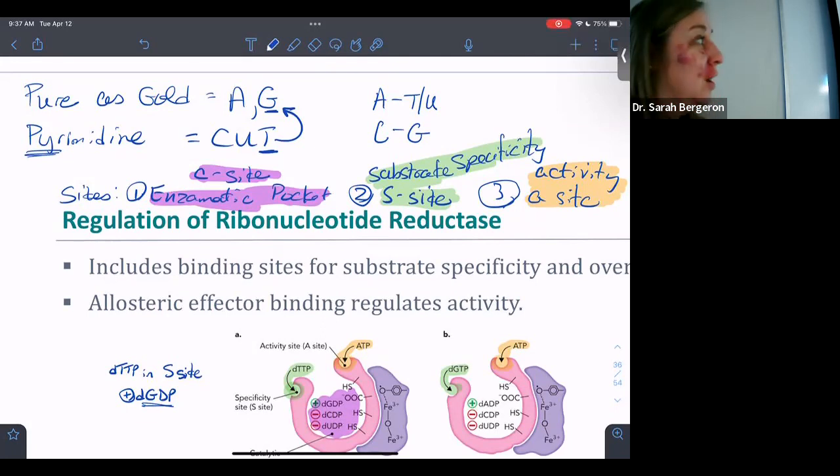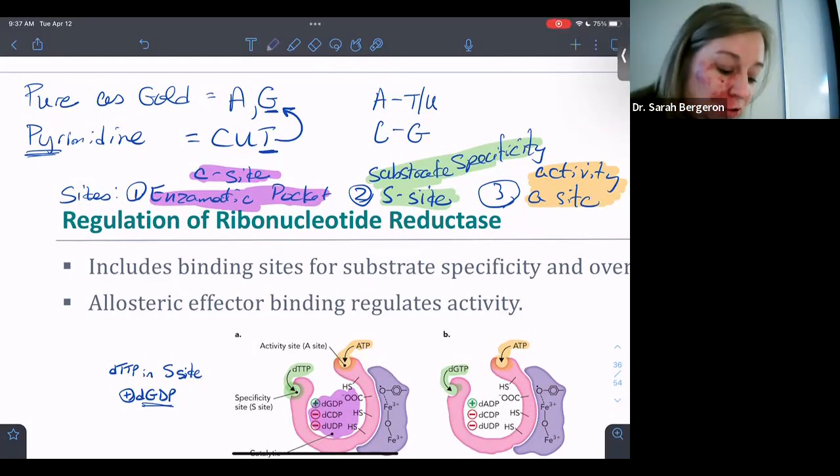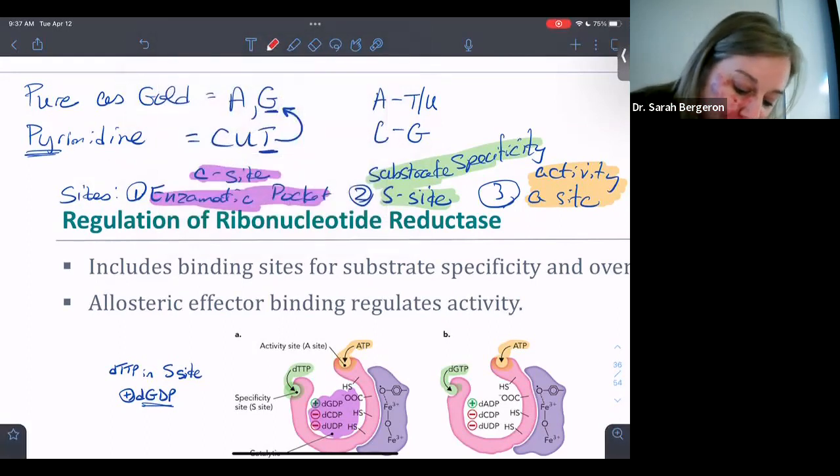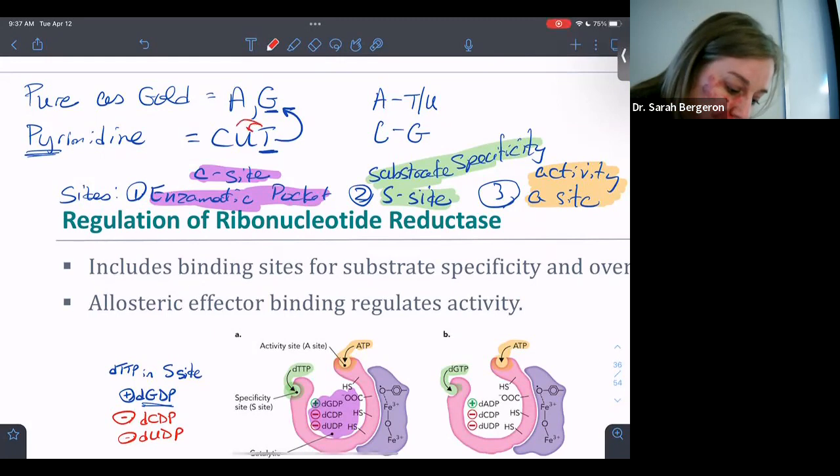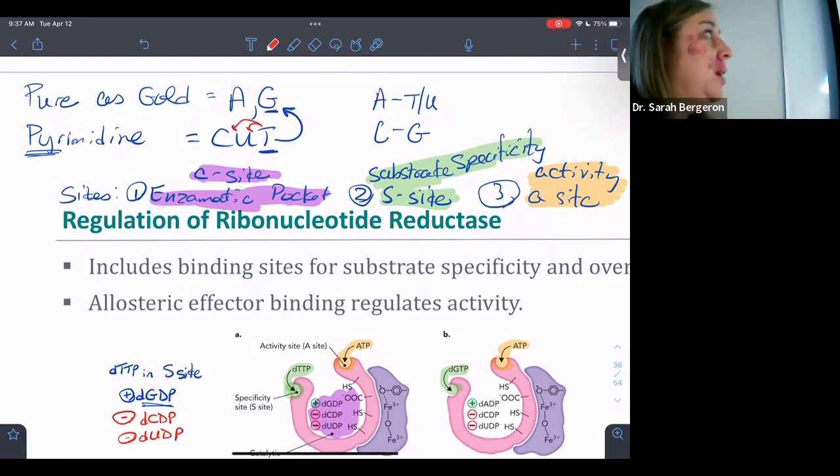That makes sense. Okay, so let's look at the next. Well, before we do that, if you have dTTP in the site, you are going to promote dGTP, but you're also going to have an inhibitory effect on what? dCDP and dUDP. Because those are both also pyrimidines. So you're going to promote purines while suppressing pyrimidines.